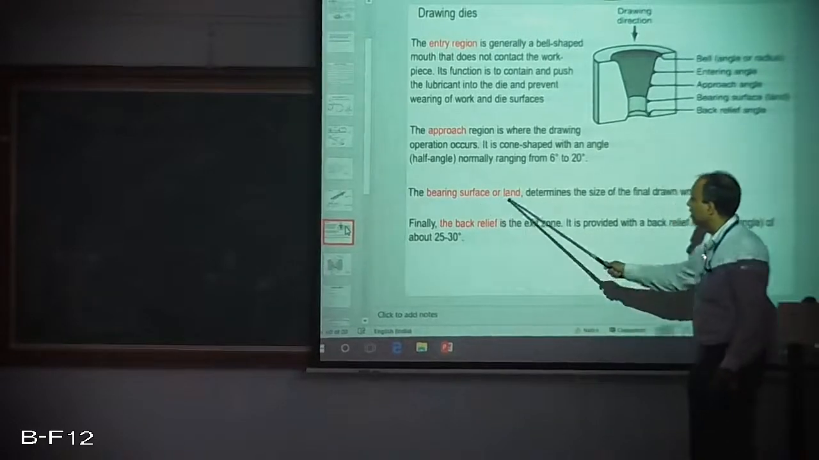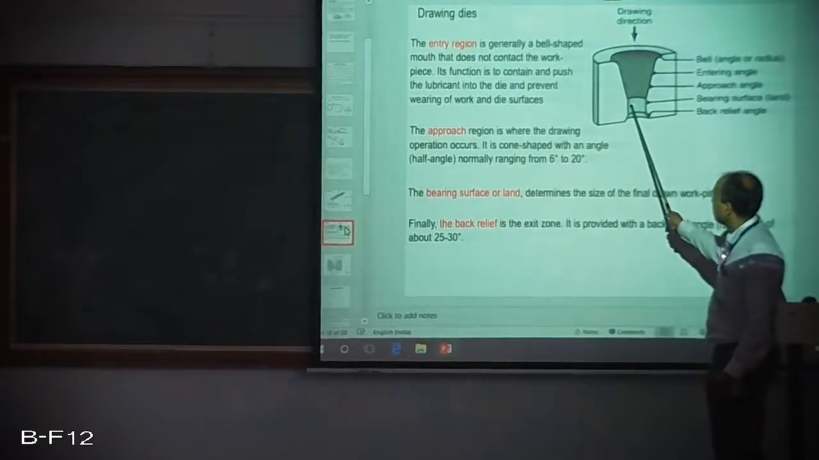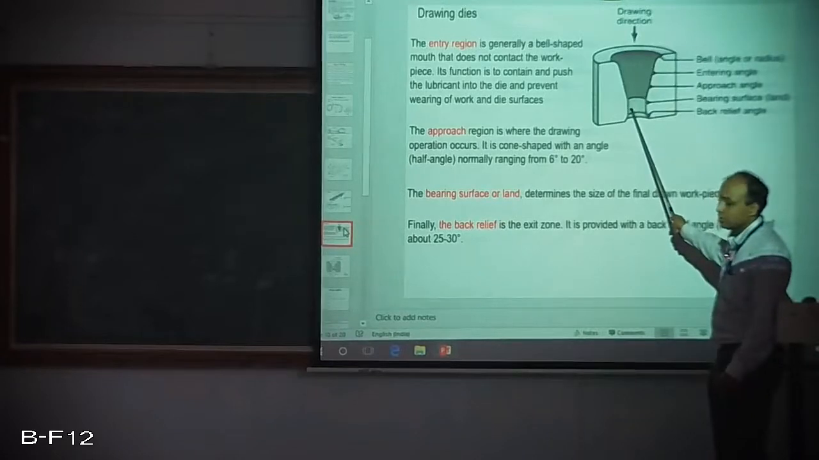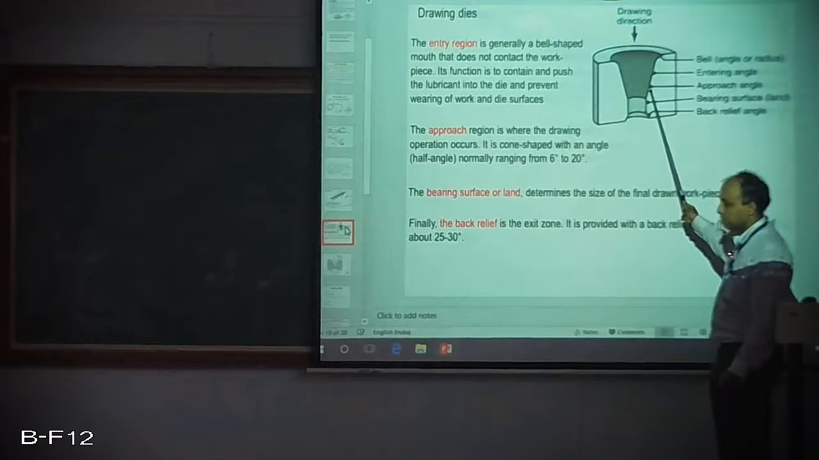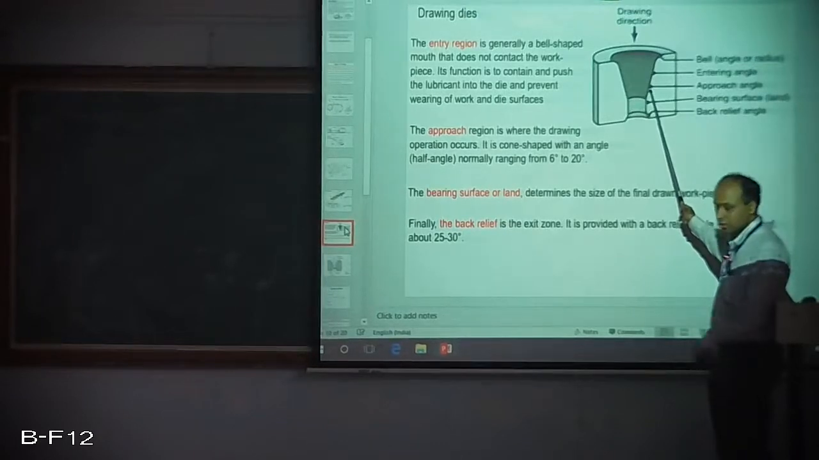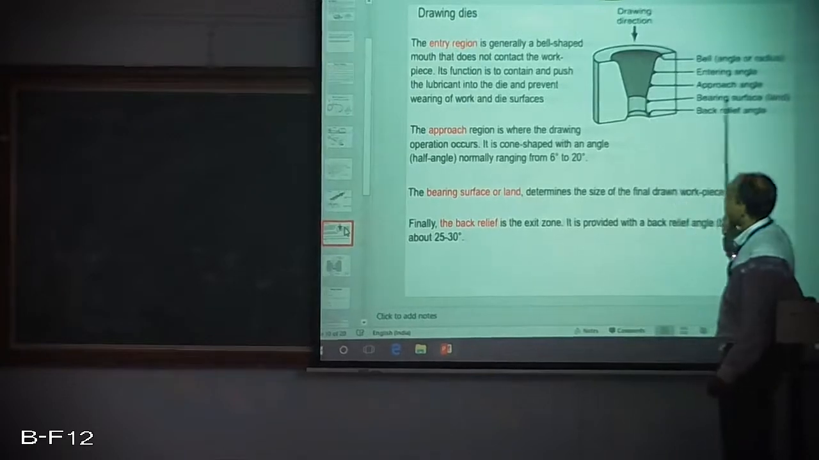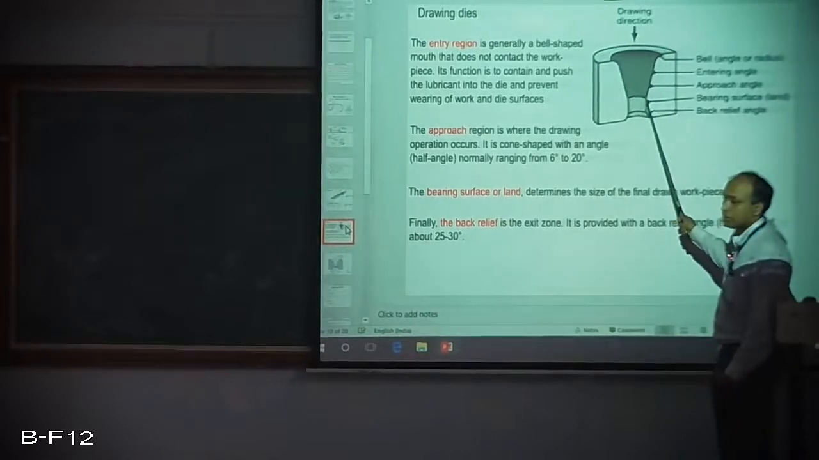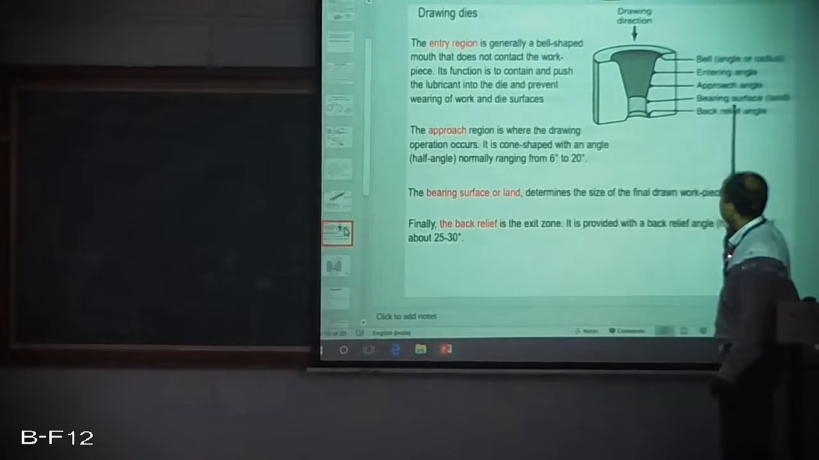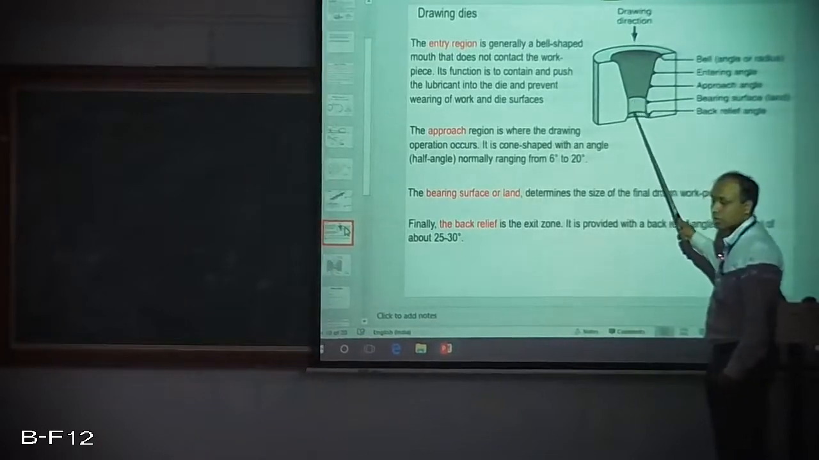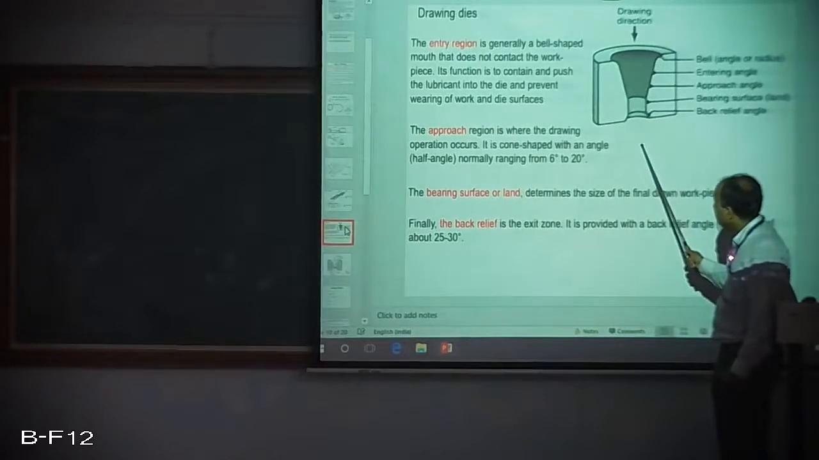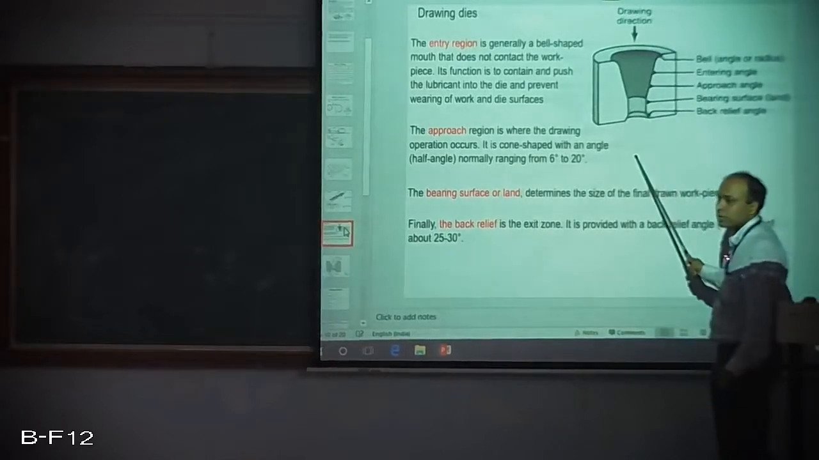Then something called the bearing surface or land is there. This is not causing any deformation, but whatever deformation is caused by the approach region, if any surface undulations are there, to give the required surface finish, I am using this bearing surface. This is the function of the bearing surface: to provide the surface finish of the exiting material, of the outcoming material.